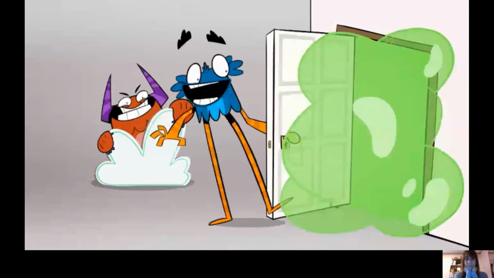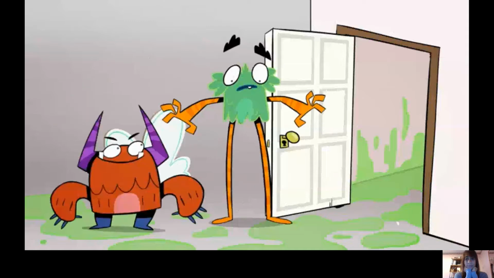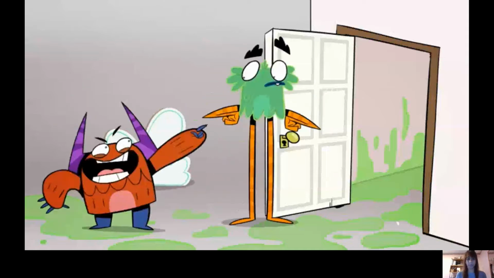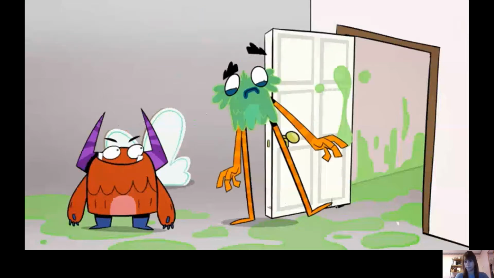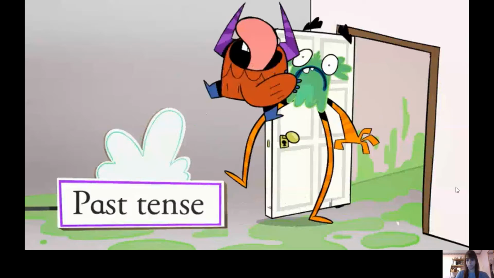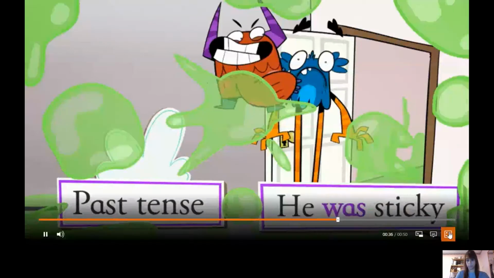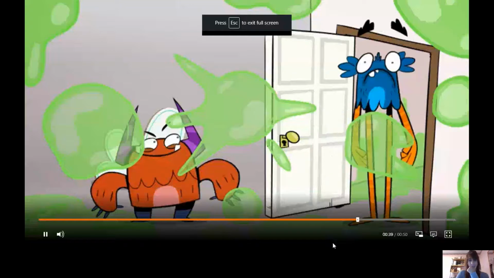Seriously, you really do fall for everything. When something is happening now, we use the present tense. Now he is sticky. Sentences that describe something that's already happened and use words like was are in the past tense. He was sticky. Every verb has a past, present and future tense form.